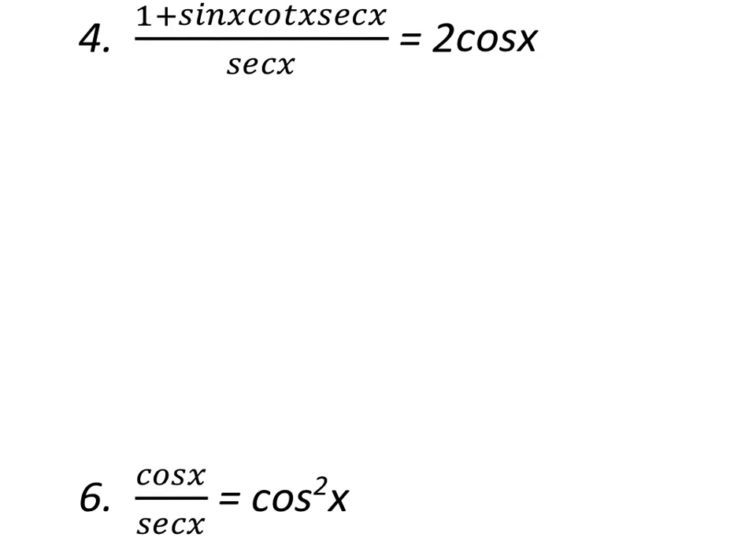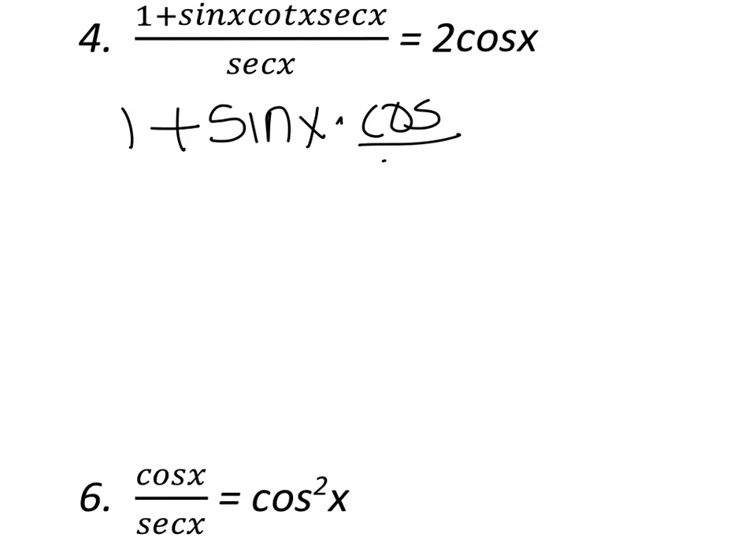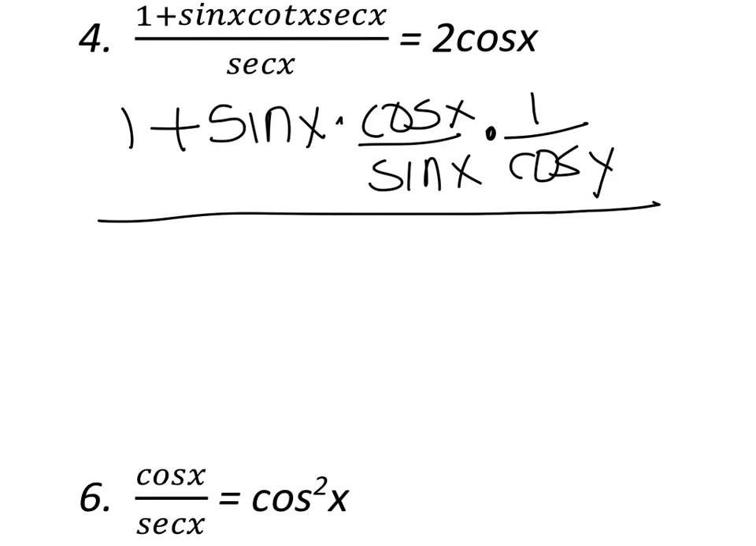All right, so for number 4, I noticed that in the numerator, we did problems like that before, where there's a bunch of multiplication. So I'm going to take it and write everything in sines and cosines. So this is going to be cosine over sine. It's my cotangent, and secant is 1 over cosine, but that's all over. Now you can choose to leave it secant, or you could write it as 1 over cosine. So in this problem, I'll choose to write it as 1 over cosine.